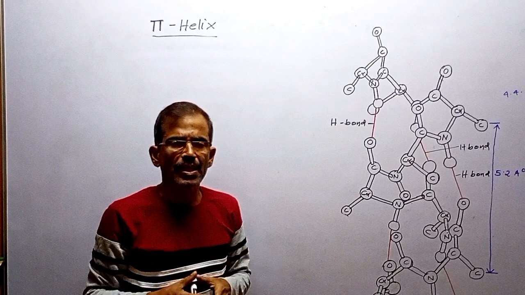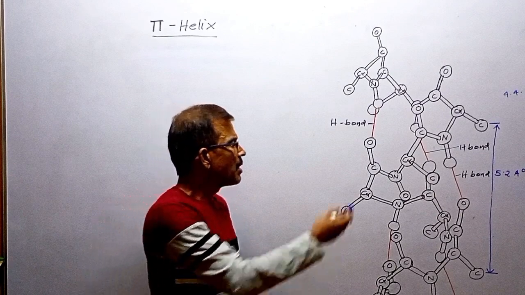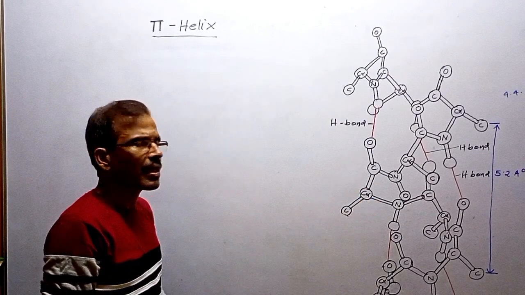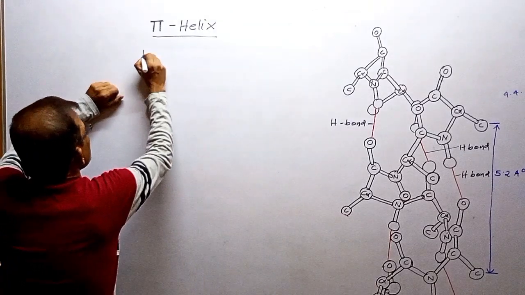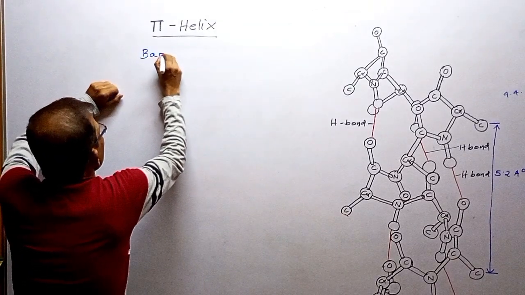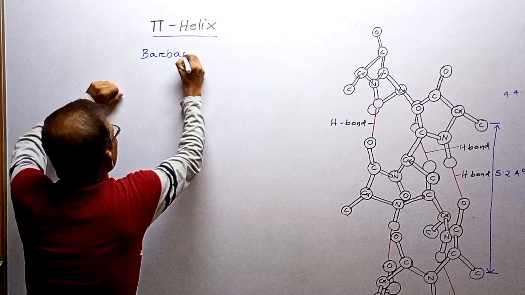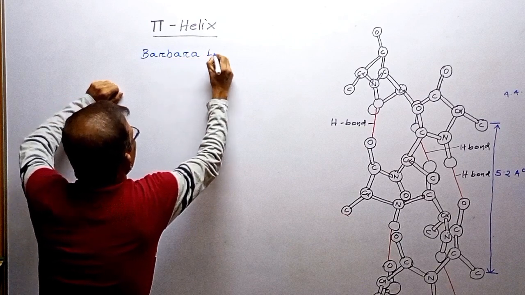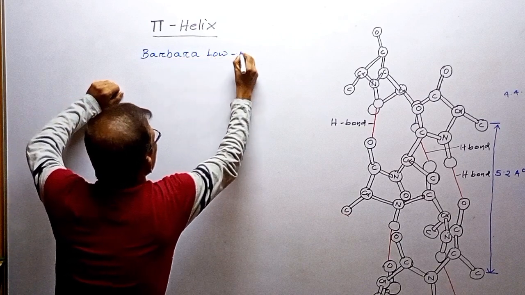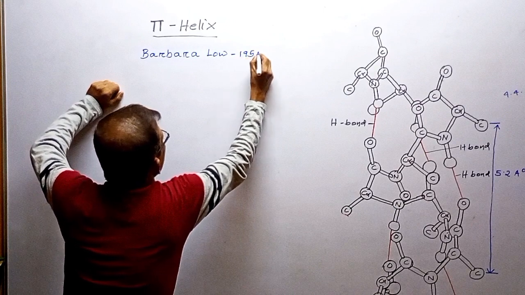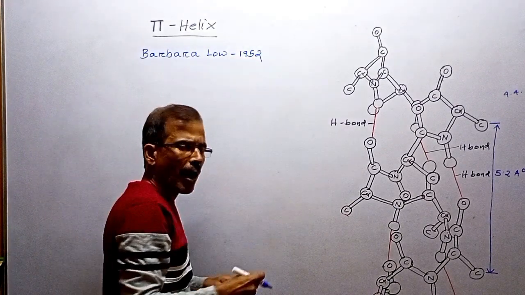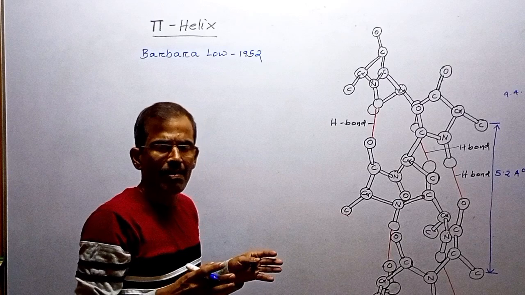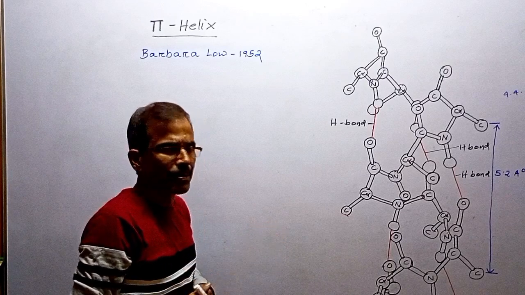Third one is pi helix. It is a right-handed helical structure discovered by Barbara Low in 1952. Majority of pi helices are only 7 residues in length.